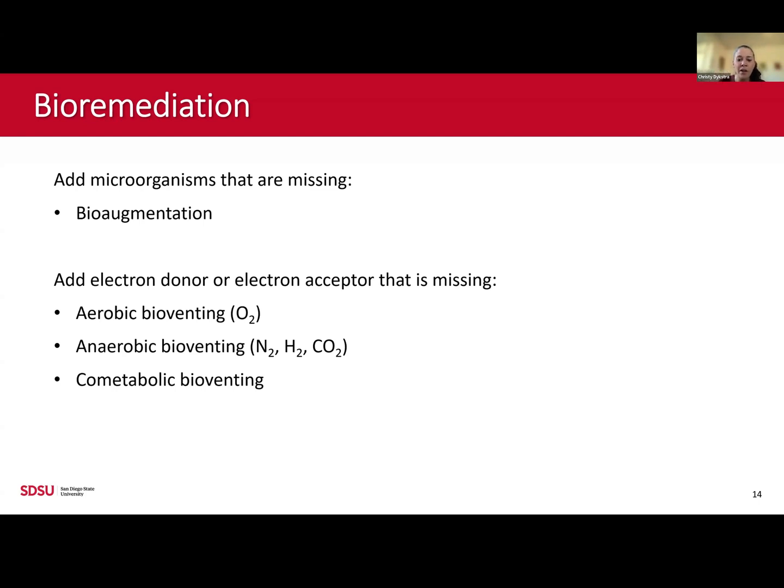And so even though we're not putting in something that's specifically being used to break down the contaminant, it is stimulating the production of enzymes that can be used to break down something else completely, this contaminant that we want to remove.